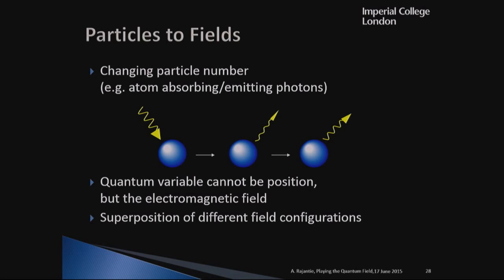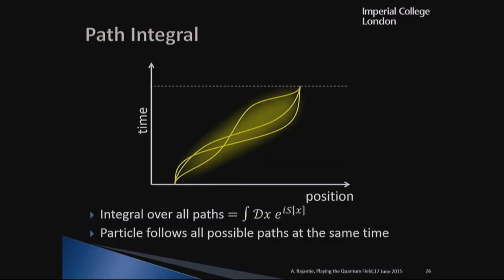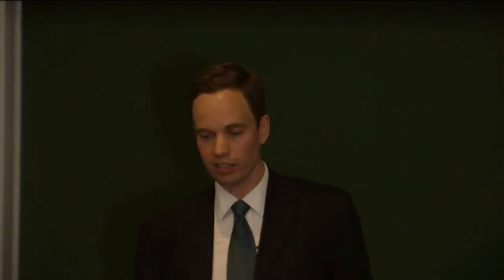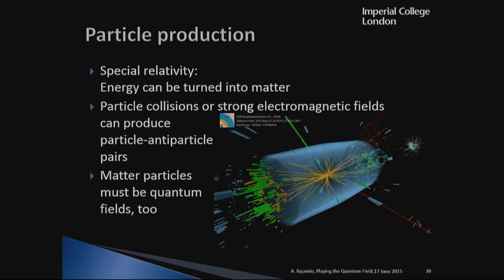And so in order to describe this, you need something more than quantum mechanics where you are describing everything in terms of the position of the particles, like here. And that's where the field nature comes in. So instead of using the position as the relevant variable, you should actually use the electromagnetic field. And what that means is that the state of the electromagnetic field at any given time is not a single classical field. The field doesn't have a definite value at any given time. Instead, it's a superposition of all possible values. And again, you can describe it with a path integral where you're integrating or summing over all possible ways your electromagnetic field can evolve over time.